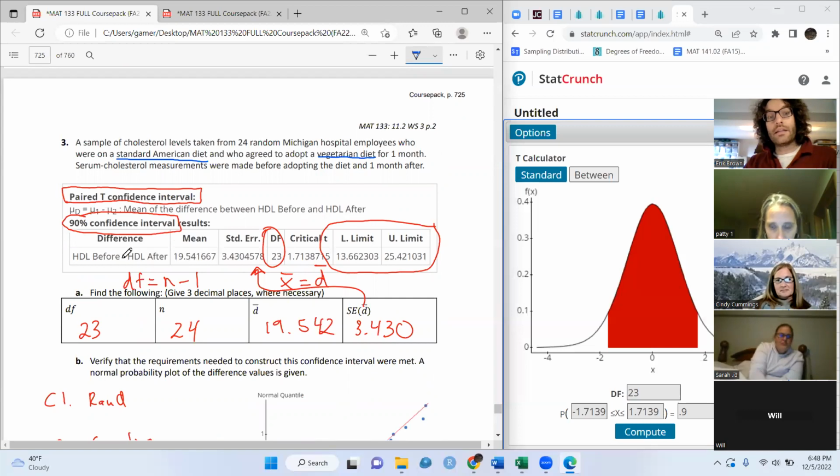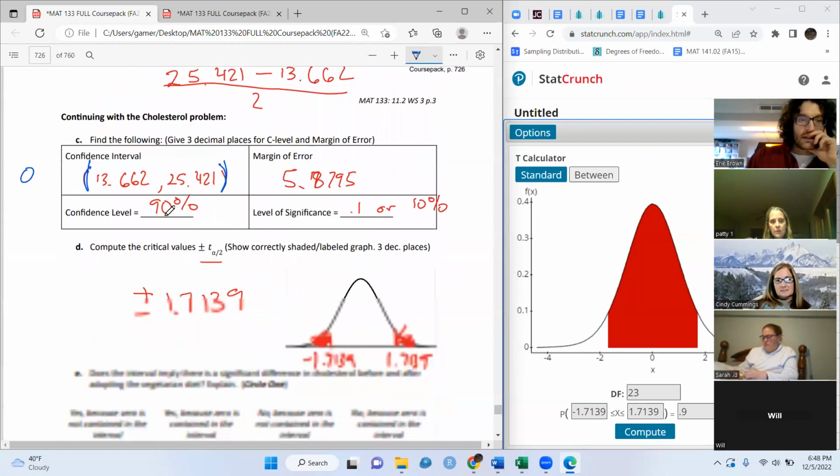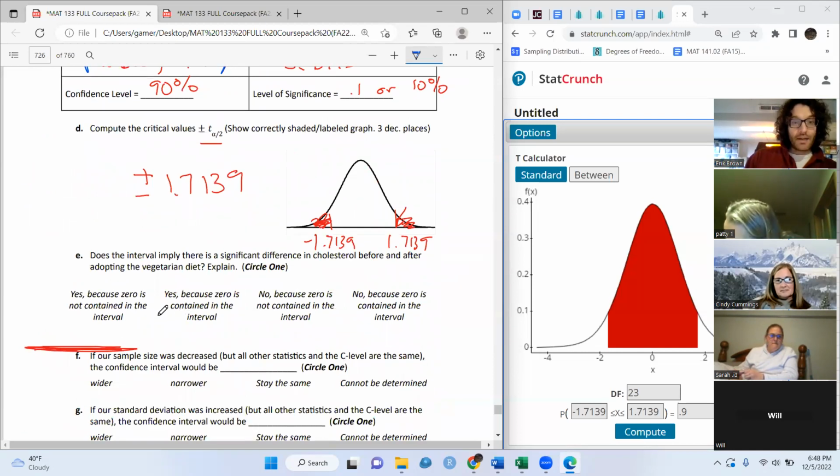So it decreased. Because when they subtracted, they got a positive number. So it means the big number was first and the small number was second for that to end up being a positive number. So in the sample, they had a 19, whatever these units are, decrease. And it was anywhere from a 13 to a 25 is what we expect to happen if you get on a vegetarian diet. So that means there is a significant difference in the levels of cholesterol before and after adopting this vegetarian diet. And that's because 0 is not contained in the interval.